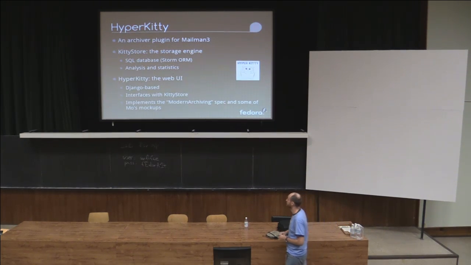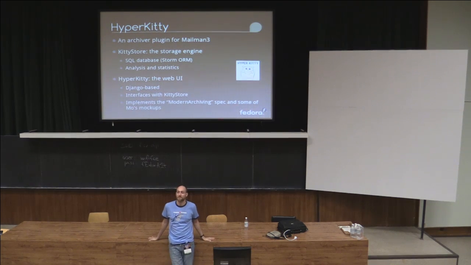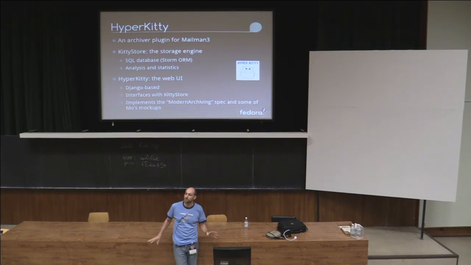So Hyperkitty, what it is, it's an archival plugin for Mailman 3. The reason for it is that the people at Mailman decided that they don't really understand the problems of the modern web very well. So they'd rather have somebody else do everything that is web related, and they concentrate on the SMTP part and dealing with the responses, the spam problems that we have today, etc. So they said that they're going to remove completely the web archiver from Mailman and let other people do it.